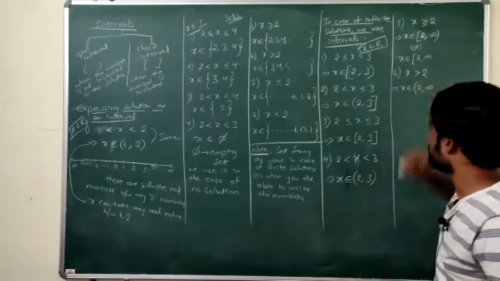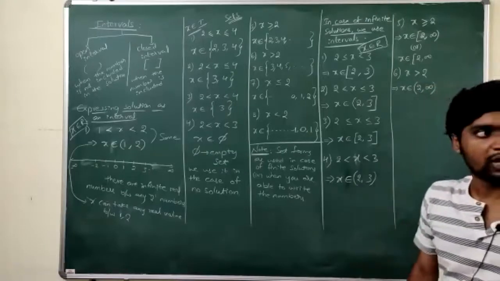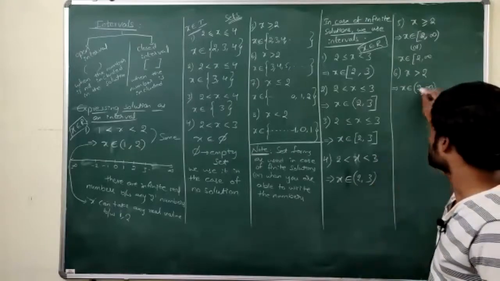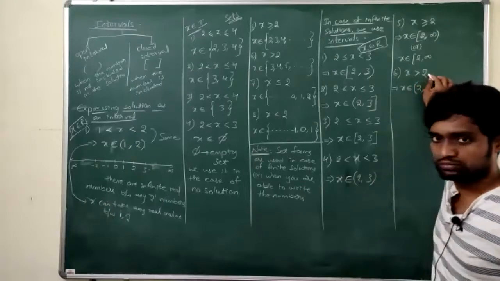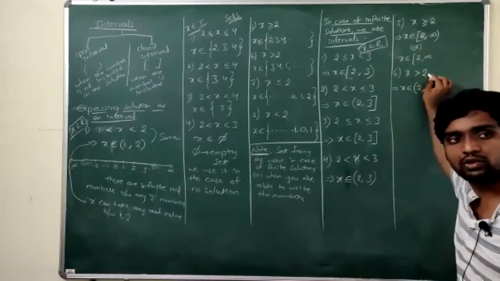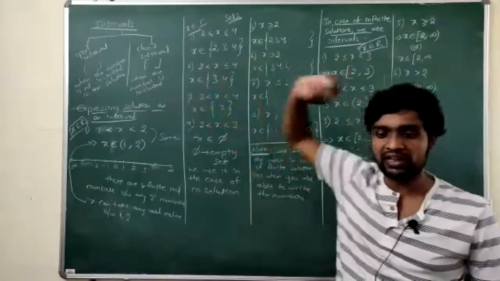Now, for 2, we use open interval. Infinity also open interval. Why are we using open interval for 2? Because x cannot be equal to 2. X is not equal to 2 means 2 cannot be included. Cannot be included means open interval.